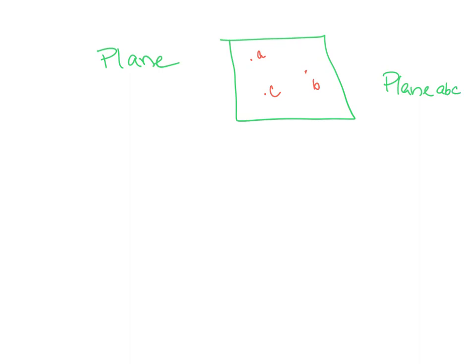Okay, that's one way to name it. You need 3 letters at least, okay? But sometimes they'll put a cursive capital letter on the thing, like that. That's also plane G, and it designates the same plane, ABC and plane G.